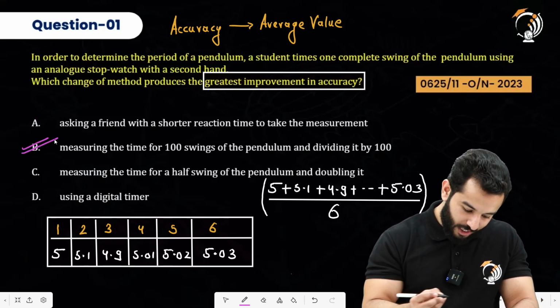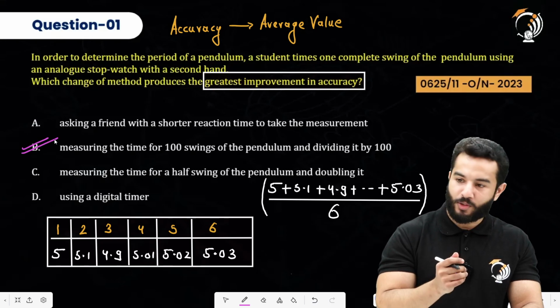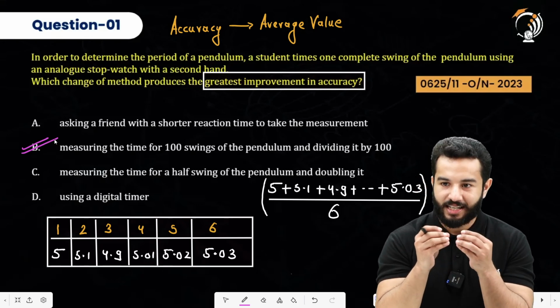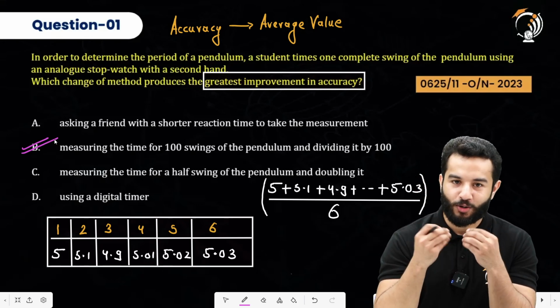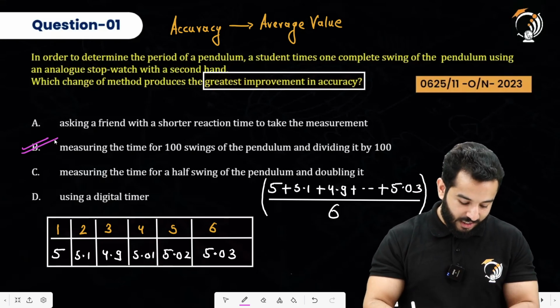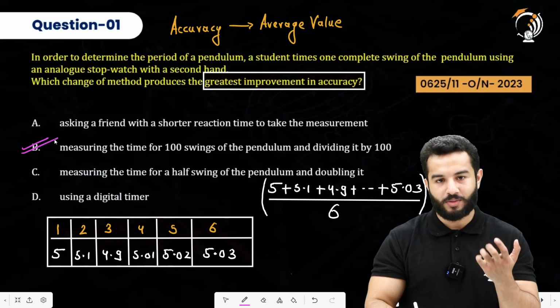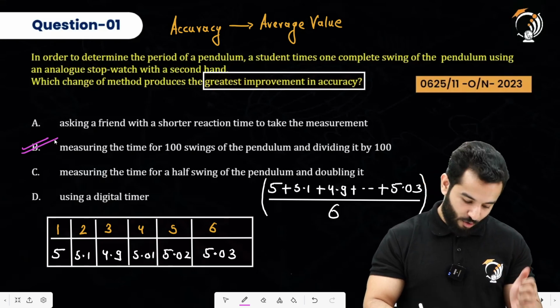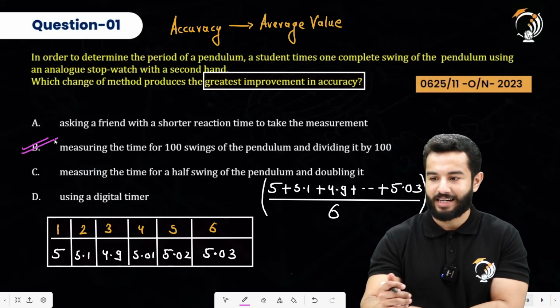Why is C not correct? Because they are measuring the time for half a swing of the pendulum and doubling it. Again, if you are getting an error in the half swing, you are just going to double it and the error is going to remain the same. Using a digital timer will also have a time lag in the response. So again, there will be a certain error in that as well.